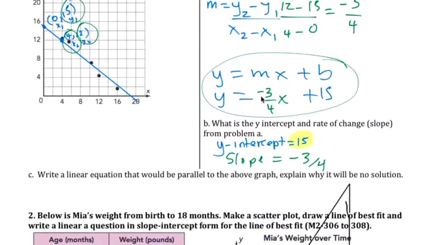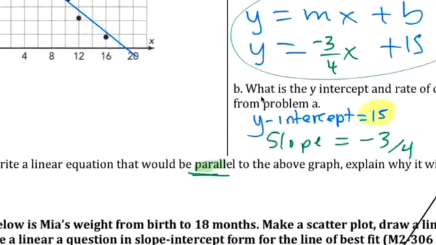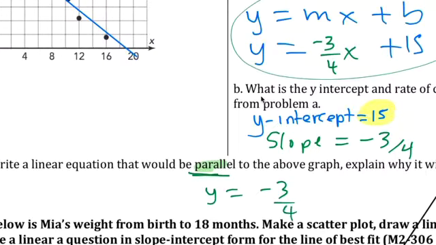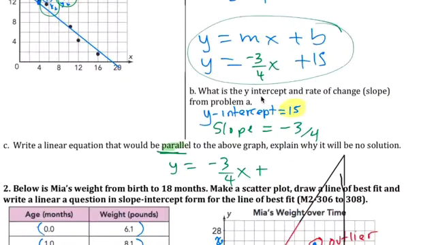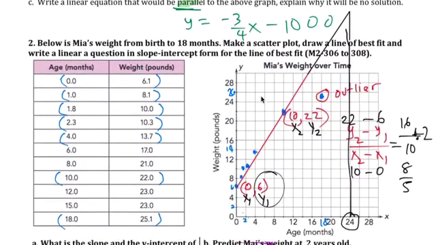Parallel lines. So depending on your slope, all of you may have a different slope. The slope is the same, so you would write y equals -3 over 4x. And then the y-intercepts are different, so it could be minus 100. Doesn't matter. It's different.